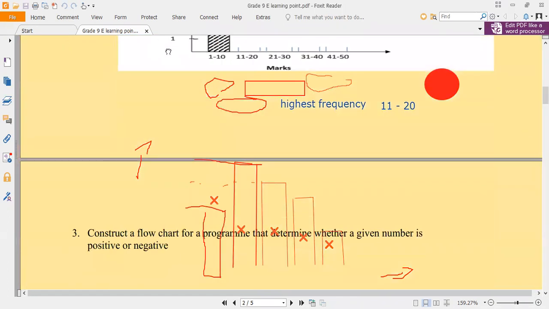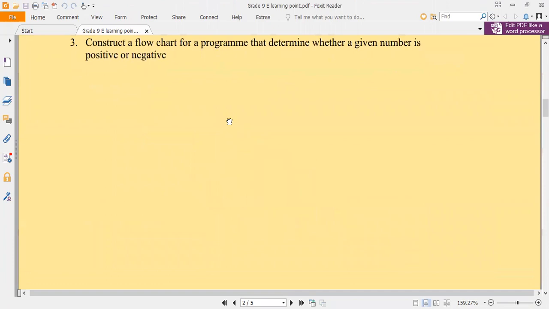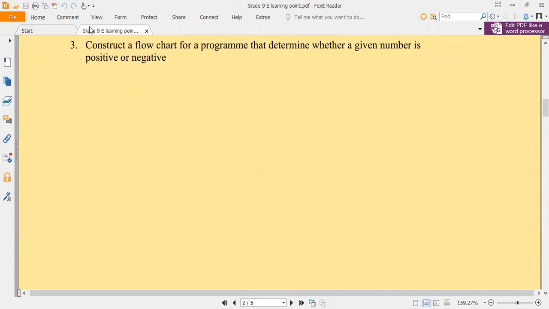Okay, then we can go to the next question. The next question says, construct a flow chart for the program that determines whether a given number is a positive or a negative number.